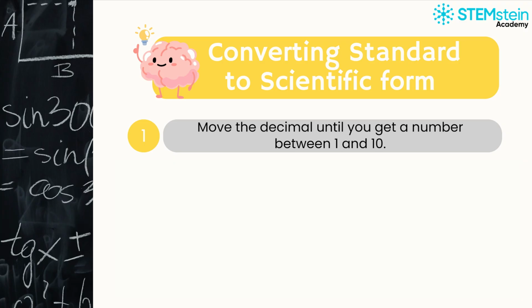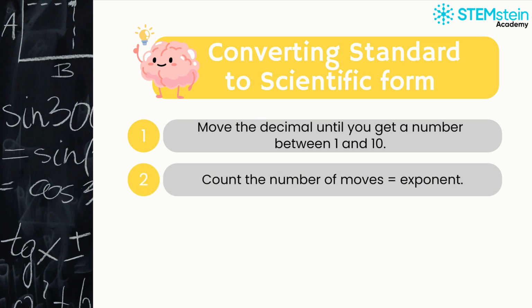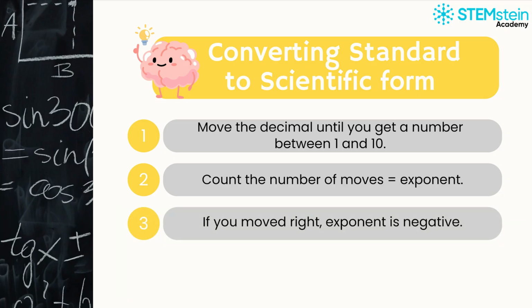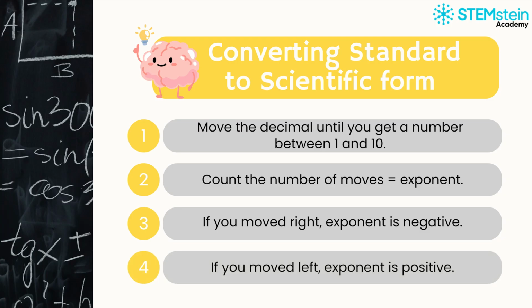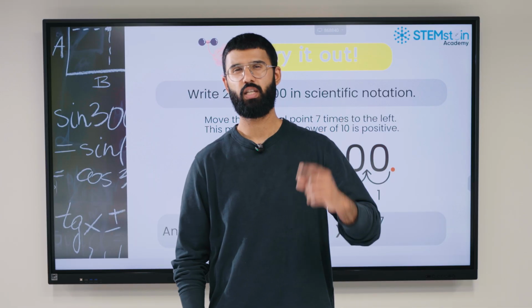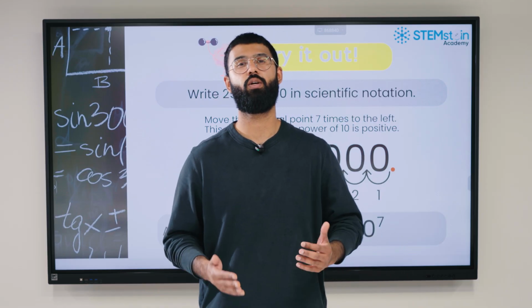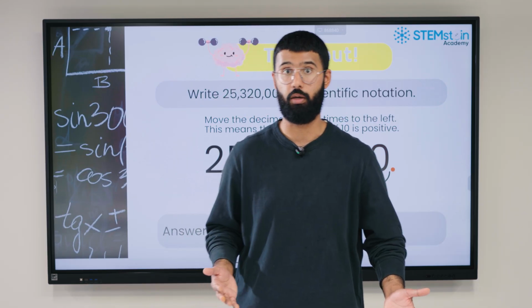And in this case, remember to round it to 2 decimal places. Afterwards, we're going to find the value for n, which is simply the number of jumps we had with the decimal place. If we jumped however many times to the right, we would get a negative number. If we jumped however many times to the left, we would get a positive number.